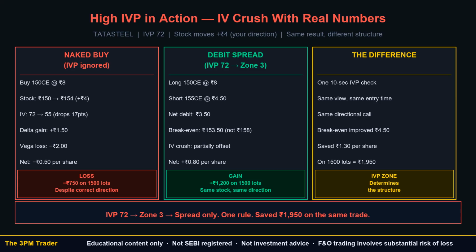Now the same trade done correctly. IVP 72, Zone 3, spread only. Buy 150 call option at 8, sell 155 call option at 4.50. Net debit 3.50. Break even 153.50 instead of 158.